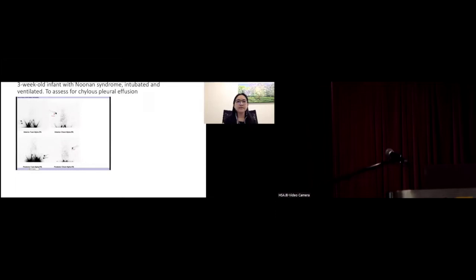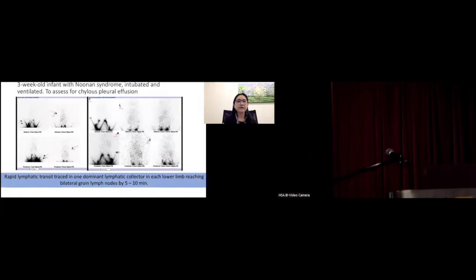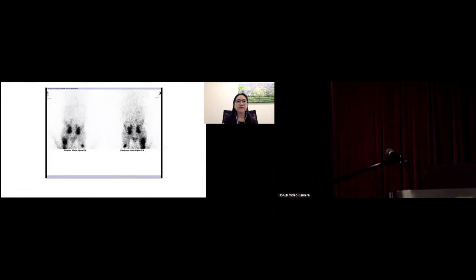So injections of technetium antimony sulfur colloid were given intradermally. We can see rapid lymphatic transit was traced in 1 dominant lymphatic collector in each lower limb, reaching bilateral groin by 5 to 10 minutes. And at 30 minutes, it still stays at the groin nodes. And at 3 hours, there was persisting uptake in bilateral groin limb nodes. There was uptake in 1 right iliac node.